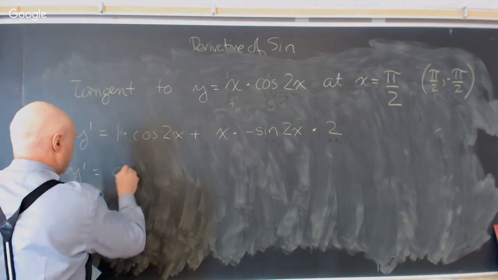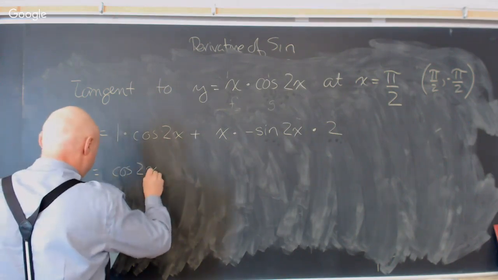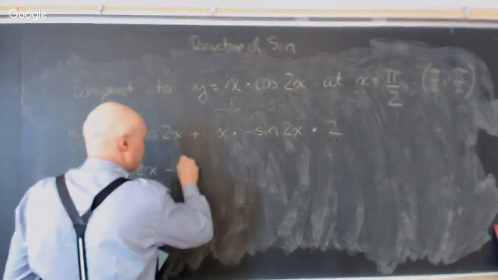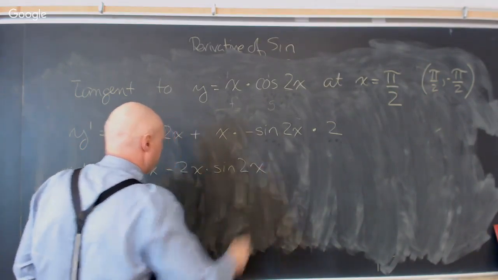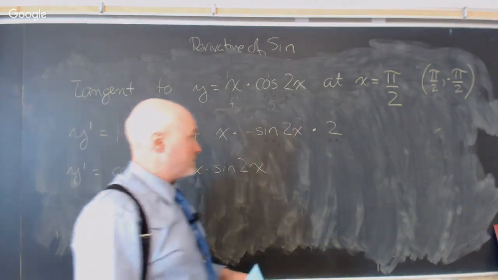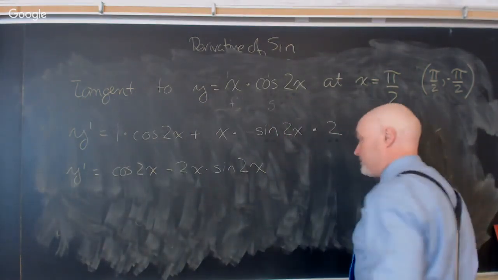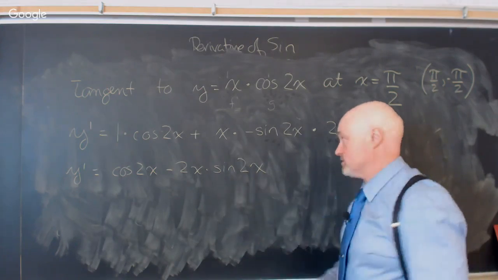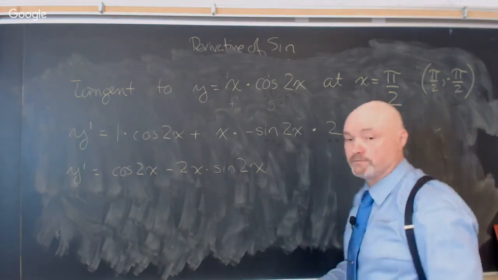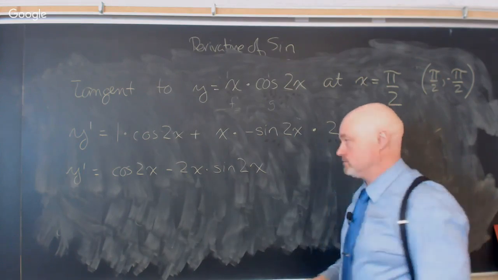So this is going to be cosine of 2x minus 2x times the sine of 2x. There is no need to do any heroic simplification at this point because we're just asking for this value when x is equal to pi over 2. So we're just going to sub it in.